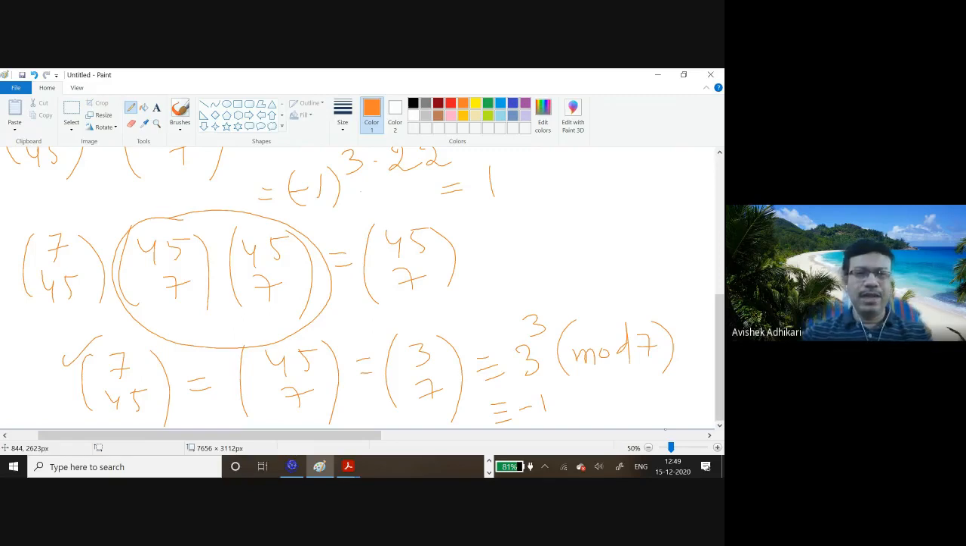It gives a very efficient way to calculate the quadratic reciprocity without factorizing the value of n. If we know the factorization of n, then it's really very easy. But even if we don't know the factorization of n, we can very easily convert it in terms of the law of quadratic reciprocity to get the value of the Jacobi symbol. So that's a very easy way to calculate this.